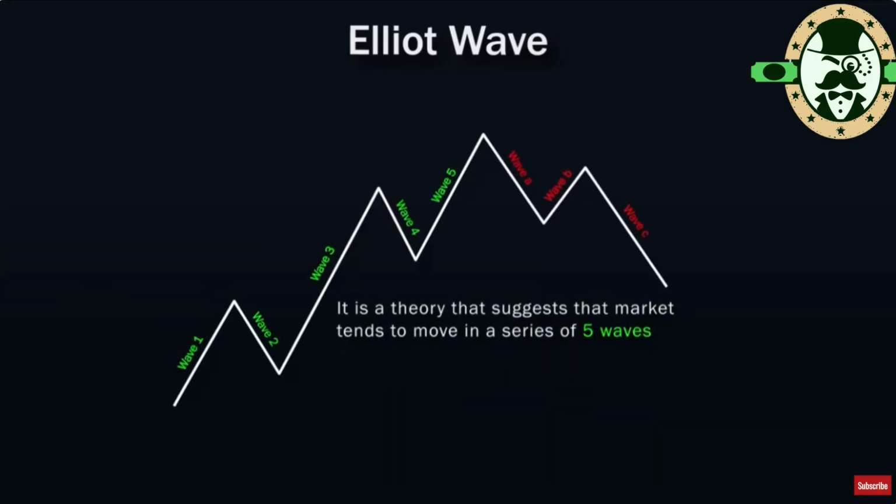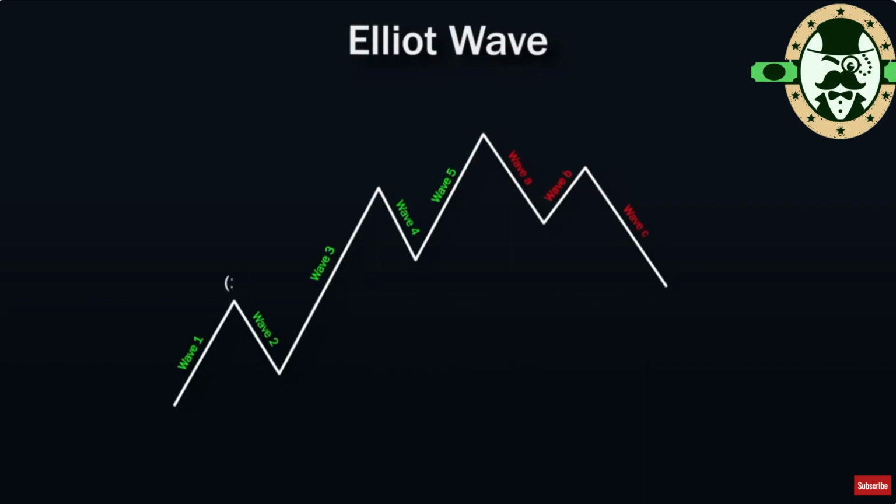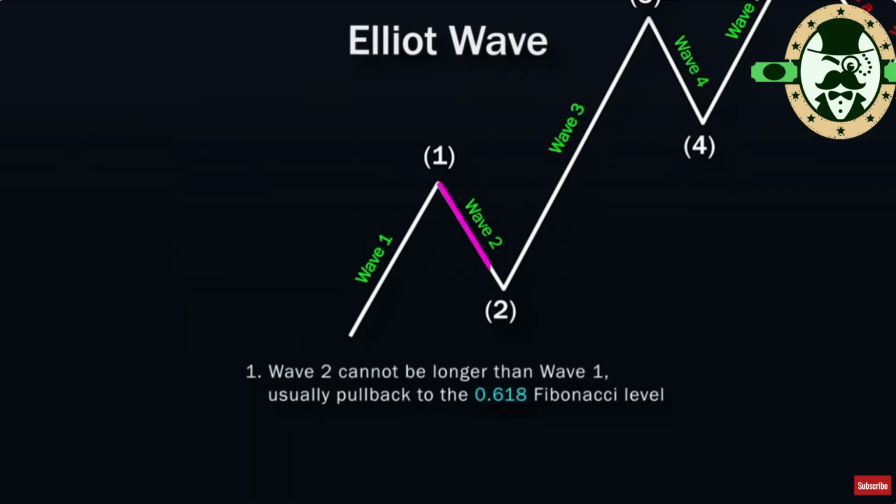The fourth strategy we're going to look at is the Elliott wave. The Elliott wave principle is a theory that was developed by Ralph Nelson Elliott in the 1930s. It suggests that markets tend to move in a series of 5 waves before reversing and forming another set of waves in the opposite direction. By understanding the Elliott wave sequence, traders can predict where price is heading. In a chart, we label each point of the waves as 1, 2, 3, 4, 5, and then A, B, C.